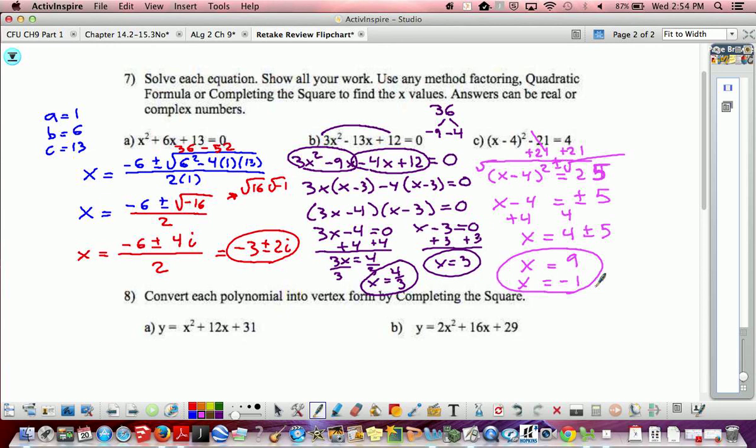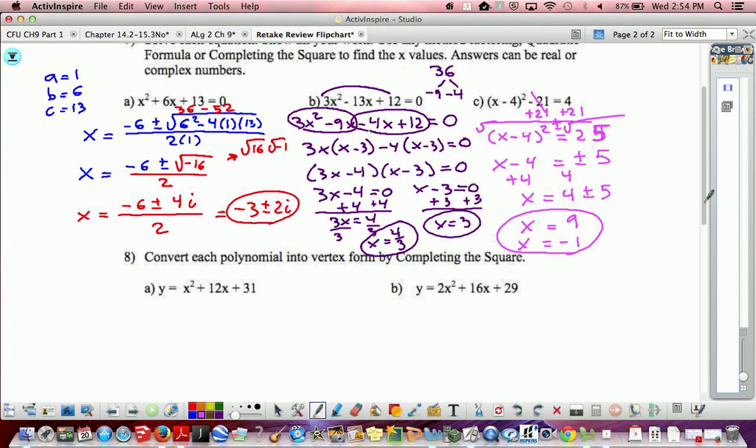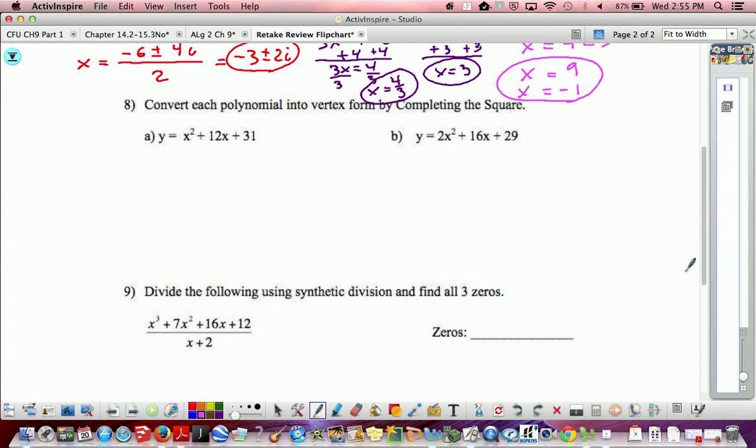Okay? Trust me, it's easier to solve one method versus the other, but you can do most of them by doing the quadratic formula. You could do this one with the quadratic formula, but you'd have to get everything to the other side. Make sure it equals 0.